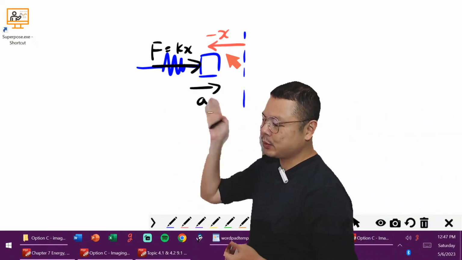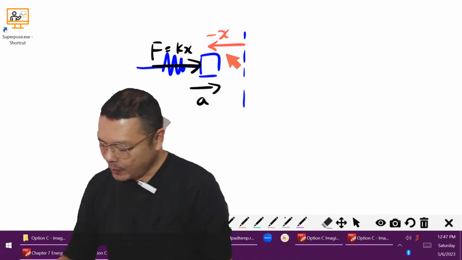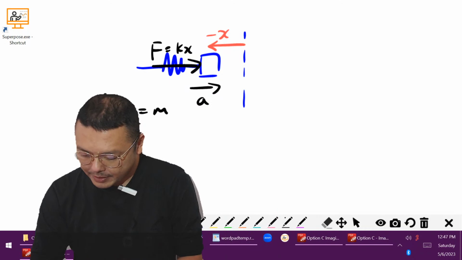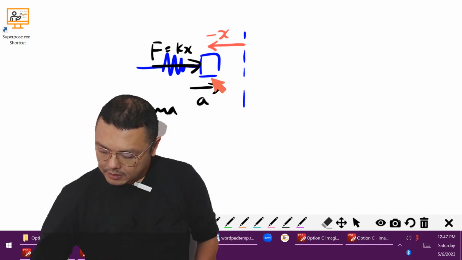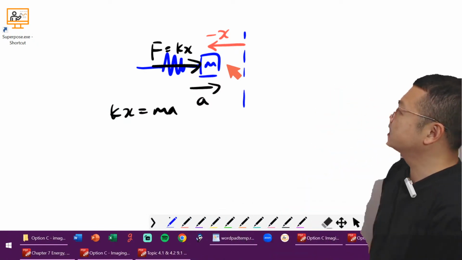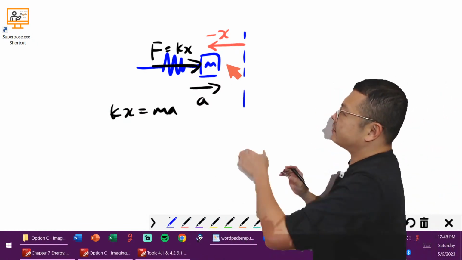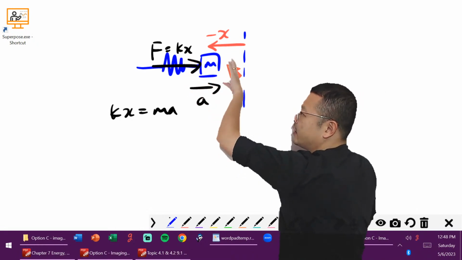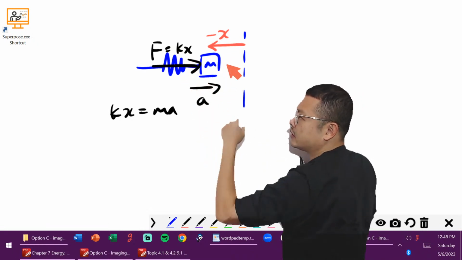But the acceleration is towards this direction, right? In a way, you can think of it as kx equals ma. Kx equals ma, correct or not? Okay. What happens if this mass continues to move further back? If it continues to move further back, then what happens to the force?